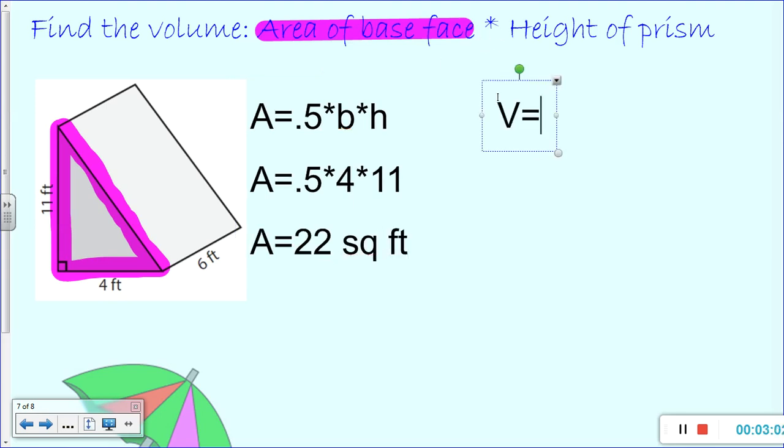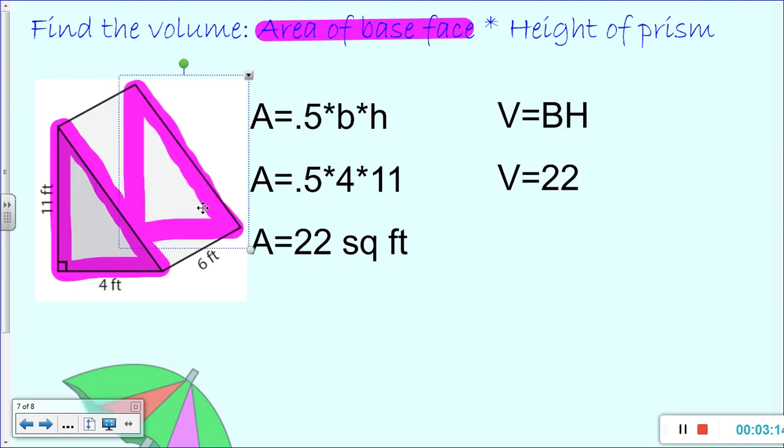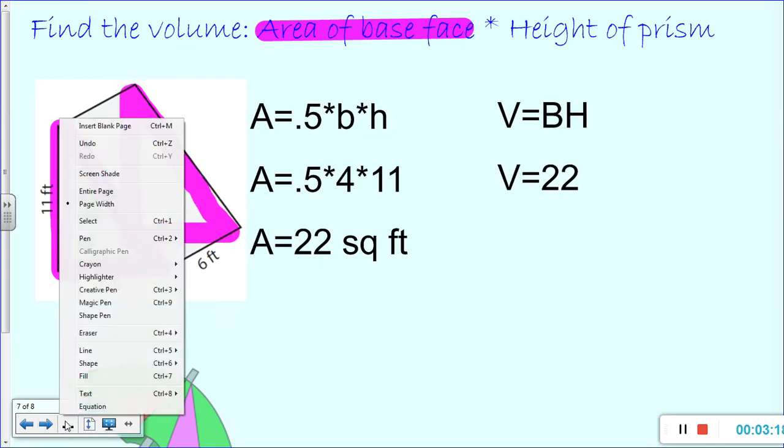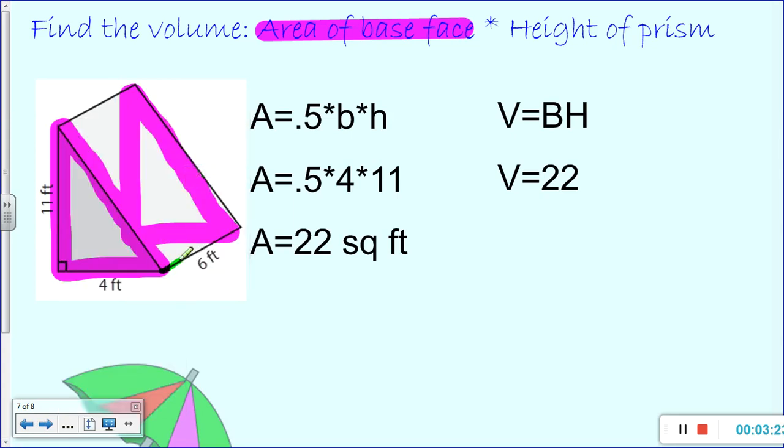To find the volume then, it's the area of that base face that we just did times the height of the prism, or that distance in between. So that's the 22 square feet that I just figured out. And then keeping in mind that this triangle is going to be the same thing in the back there, what I really need to focus in on is the distance in between. And that's what this 6 feet is for.